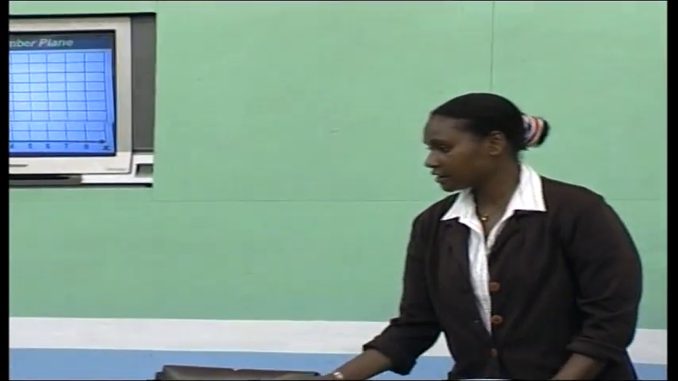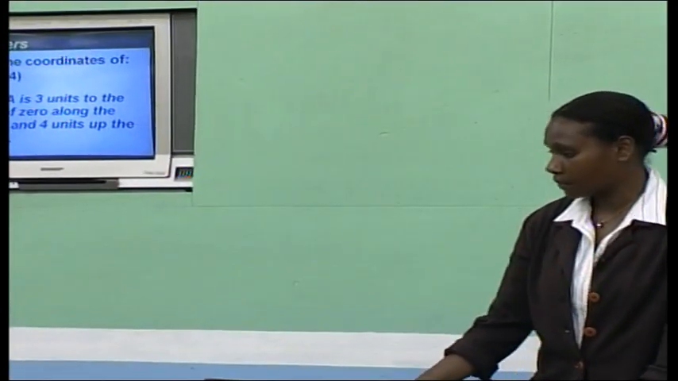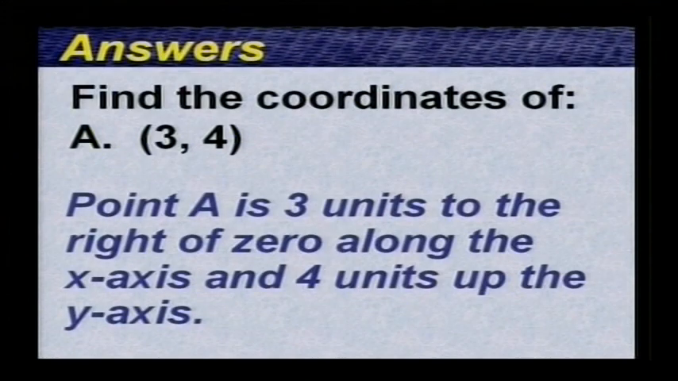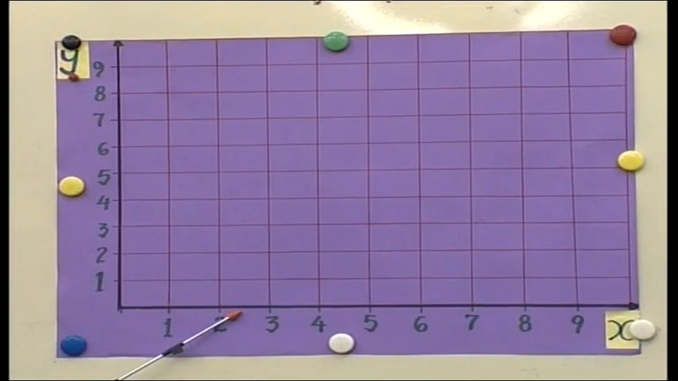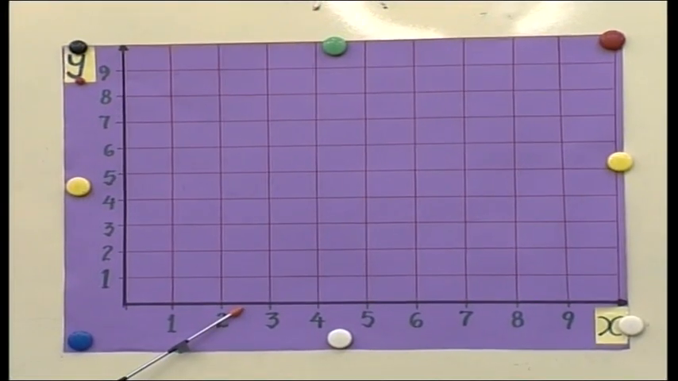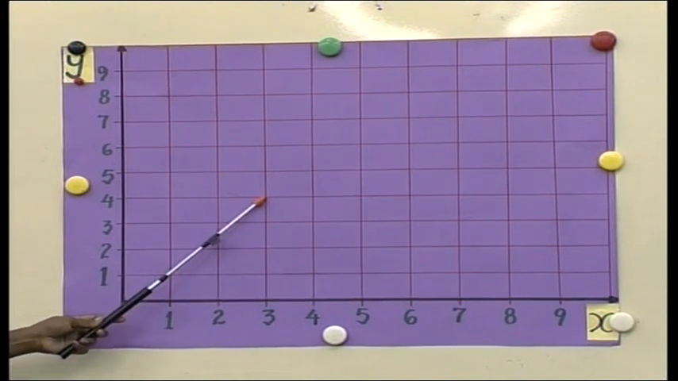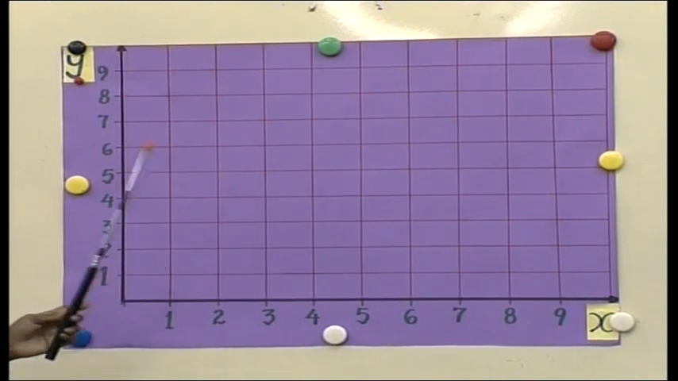To the receiving teacher, the answers are also from the PowerPoint. A, bracket 3, comma, 4, bracket. Point for us to remember: Point A is 3 units to the right of 0 along the x-axis and 4 units up the y-axis. So that is the answer to this example.